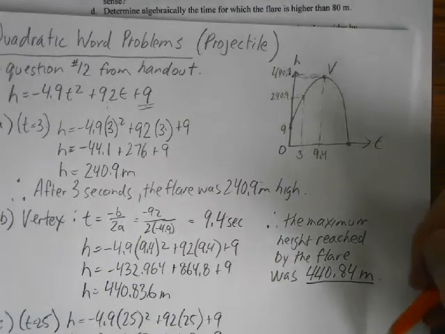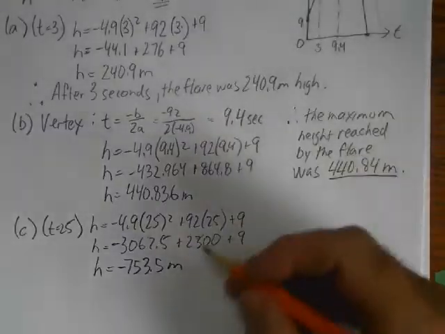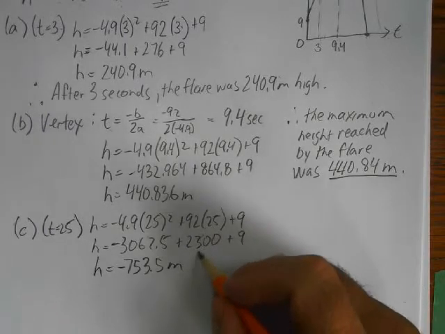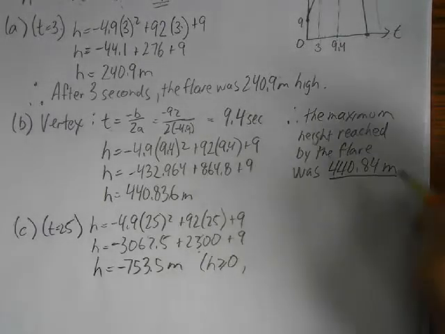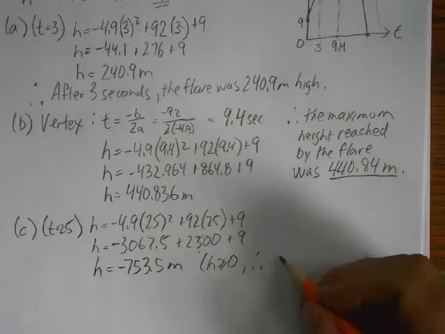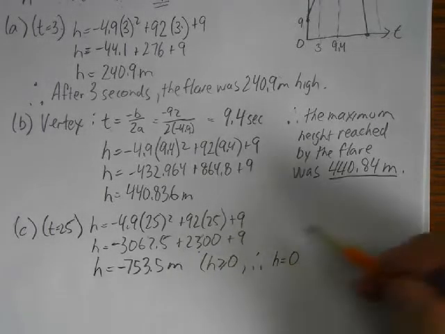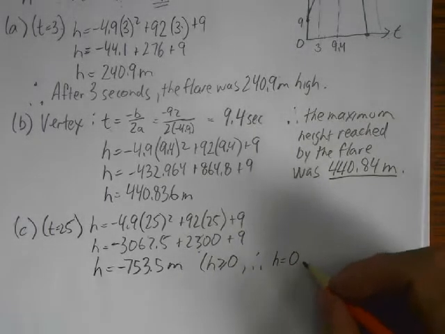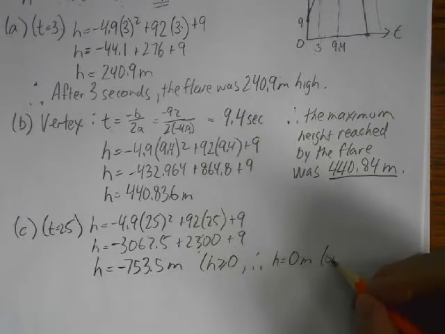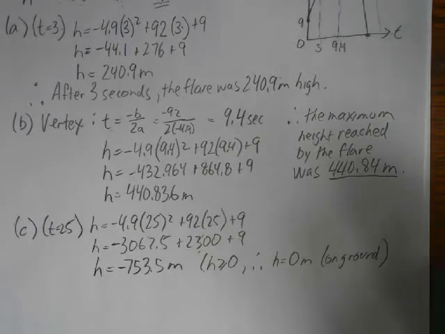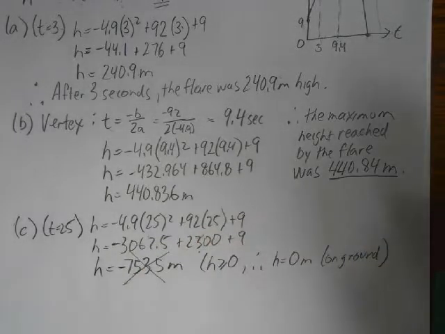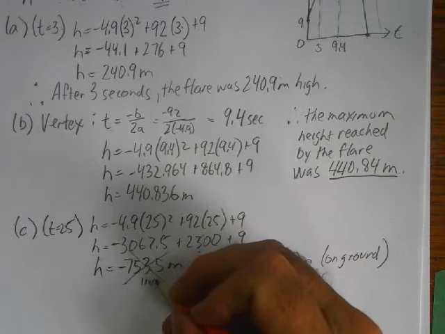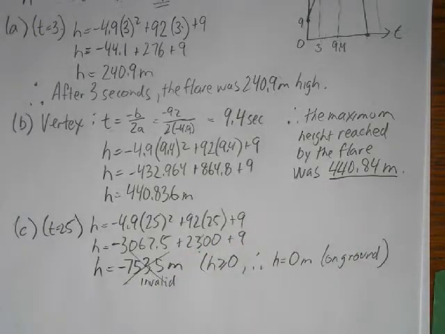That's only looking at the parabola itself, okay? So you basically have to interpret this and say, well, hold on here, h has to be greater than or equal to 0. So therefore, the true value of h for this application will be 0 meters. Basically, it's on the ground. Okay, so you do the calculation, but you basically say invalid, and we do this quite a bit when we do applications.